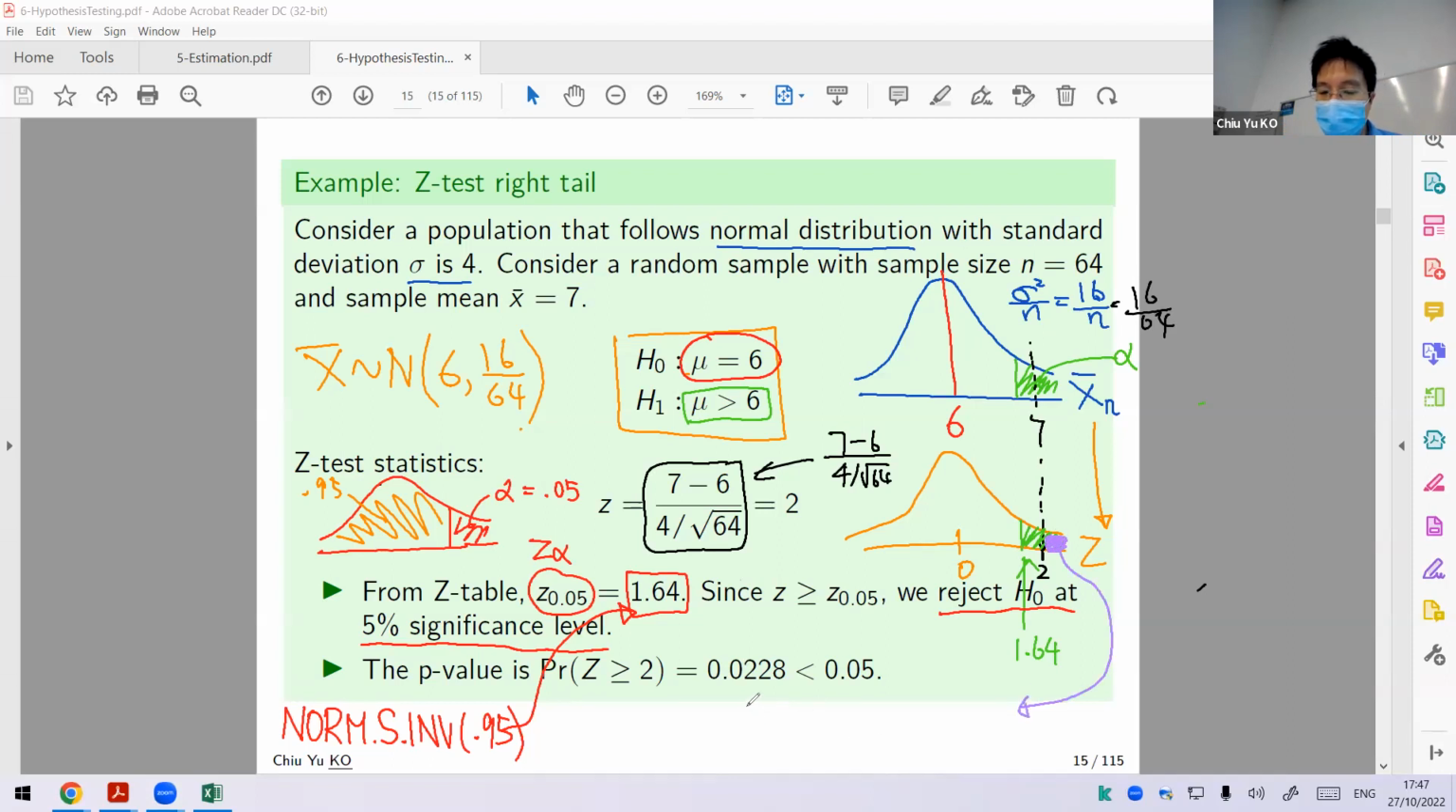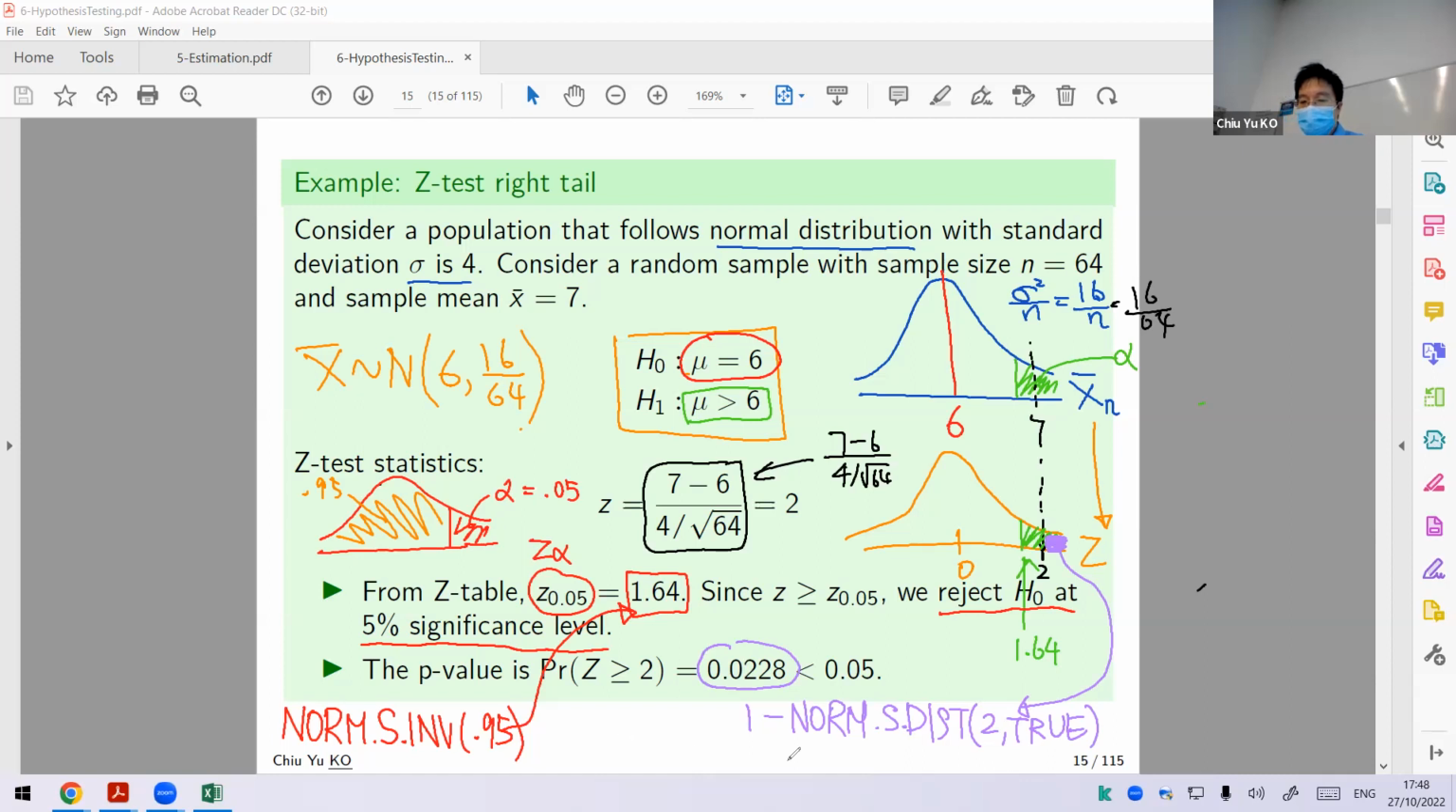It will be 1 minus norm.s.dist of 2, true. Why? Because norm.s.dist of 2, true is the left-hand side area, right? So 1 minus is the right-hand side. So this at the end, I will show soon. This actually gives you this number, and this number is very small, so you reject the null.